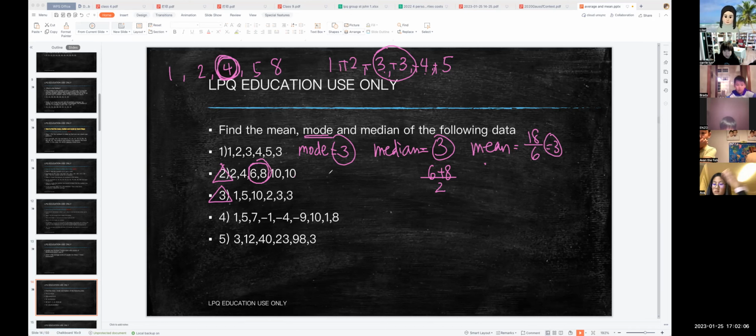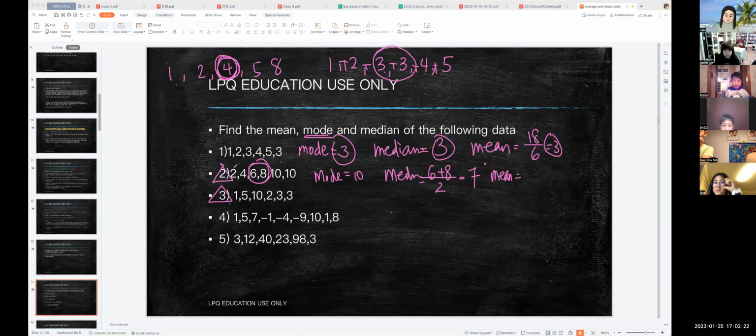Okay, so the first mode is very easy. It's 10, right? And for the median, it is 6 plus 8 divided by 2 equals 7. And how about the mean? Mean equals what?